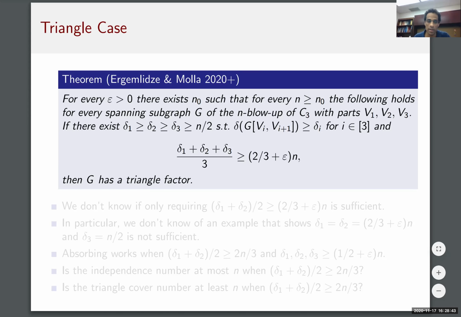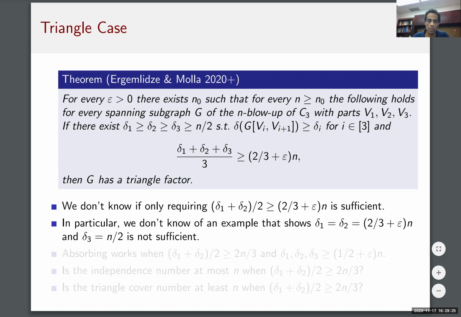I mean, this is a nice result, and potentially you could stop here, but there's still something a little bit strange that we don't totally understand. The issue is we don't know what happens if you change this whole theorem and replace the condition, the average of them being 2/3 plus epsilon times n. What if you just change it so that the average of the largest two has to be 2/3 plus epsilon times n? We don't know if that's good enough to guarantee a triangle factor.